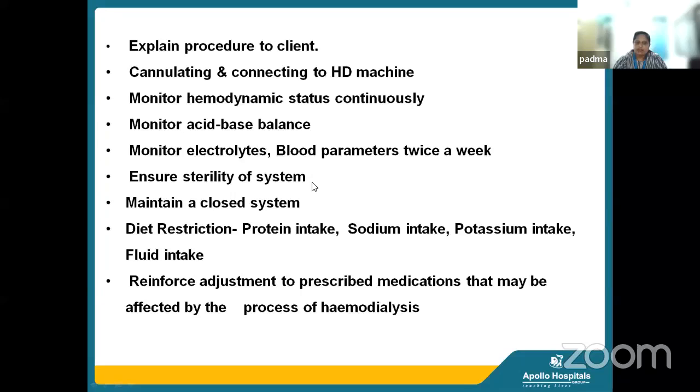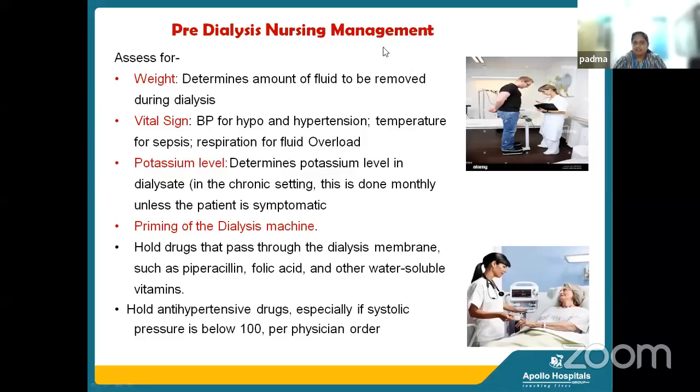Ensure sterility of the system before connecting to the patient or cannulating. At that time we need to make sure that aseptic precautions are being followed. Maintain a closed system and diet restriction. We need to educate the patient on diet, low protein intake, low sodium intake, low potassium intake, and target volume of fluid intake. And reinforce adjustment to prescribed medications that may be affected by the process of hemodialysis, which are hypertensive medications and diabetic medications. And pre-dialysis nursing assessment is weight checking, vital checking, potassium level checking, and priming of the dialysis machine.